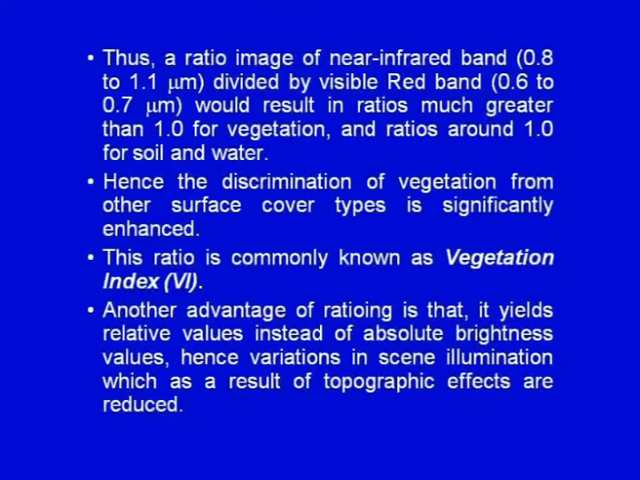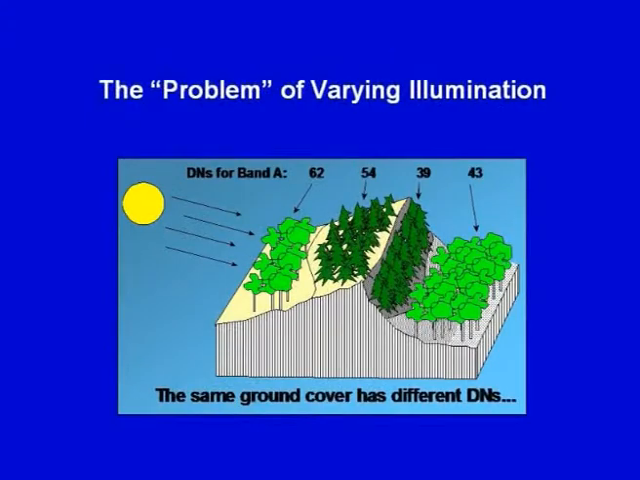Another advantage of ratioing is that it yields relative values instead of absolute brightness values, hence variation in scene illumination, which is a result of topographic effects, is reduced. In this particular slide, we look at the problem of varying illumination, specifically in mountainous regions, wherein one side of the mountain slope may be subjected to illumination from the sun, while the other is blackened out or is in the shadow portion. Now, what happens is that the same ground cover type will have different DN values or brightness values.